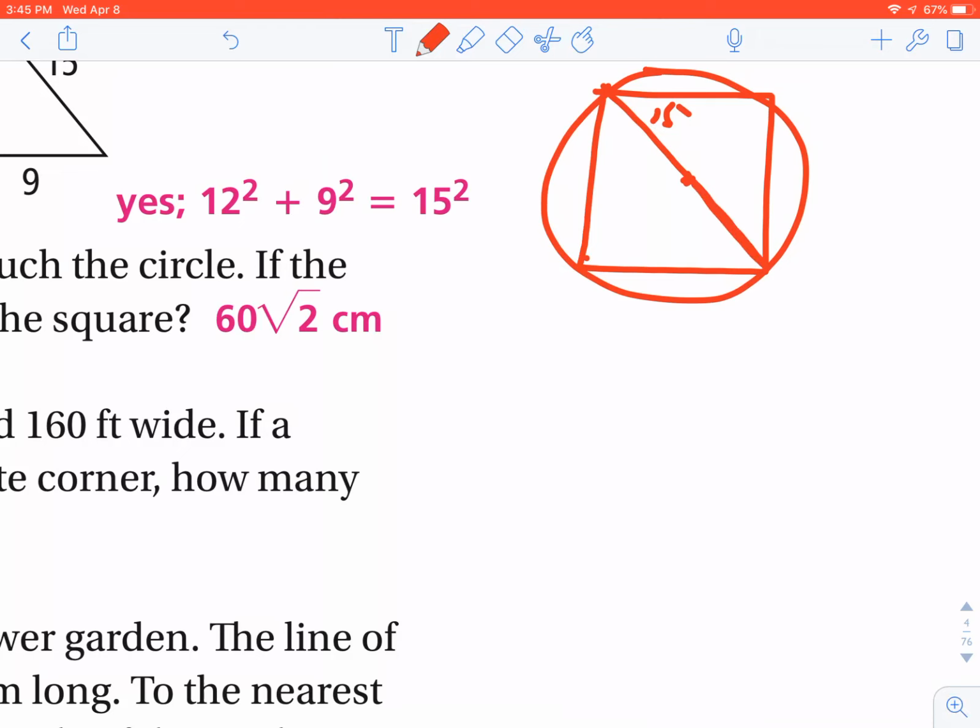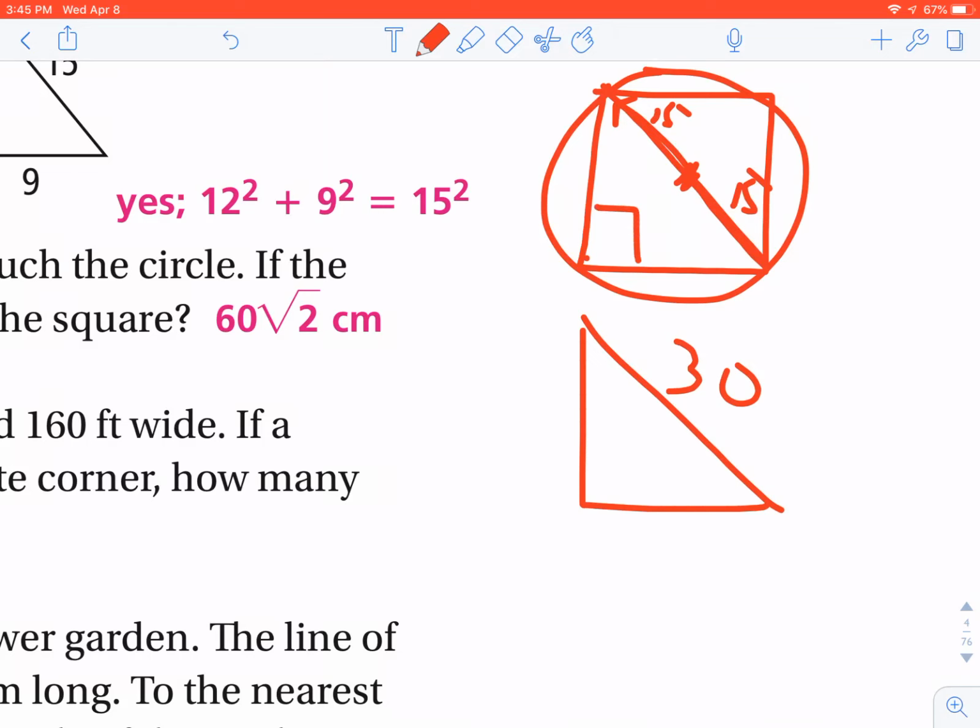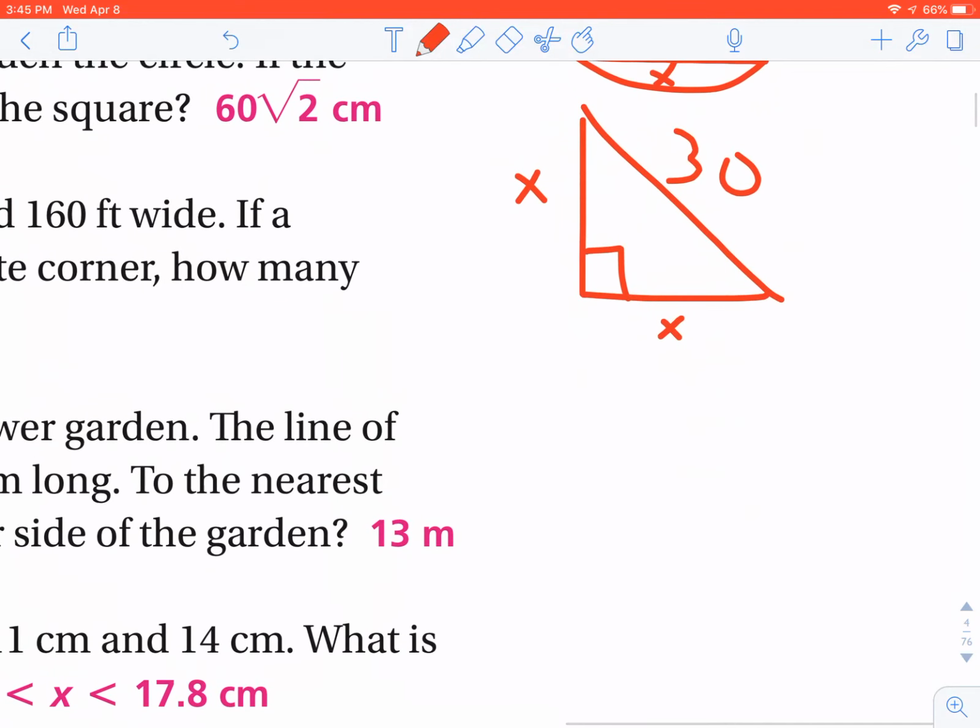all radii of the same circle are the same value. So if from here over is 15, that means from here over is also 15. So if I were to redraw my triangle, the whole hypotenuse is 30. And now this is just like what we had before. We don't know the lengths of a square, but we know that they're all the same value. So whatever letter you want to use to call it, they're all x. That's what I'm going to use. So now when I go to solve my formula here, x squared plus x squared has to equal 30 squared.